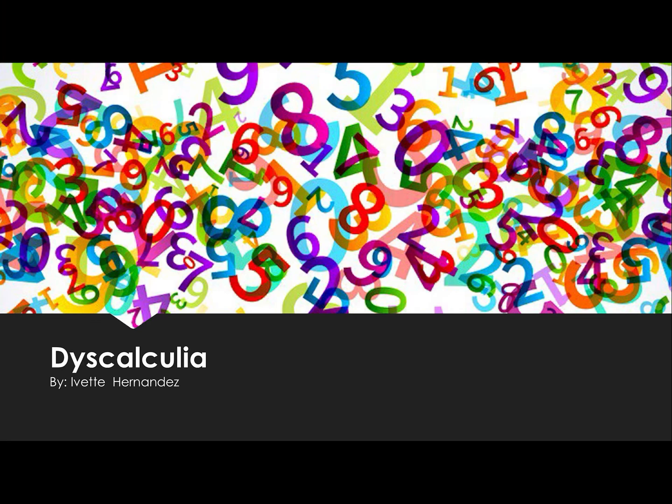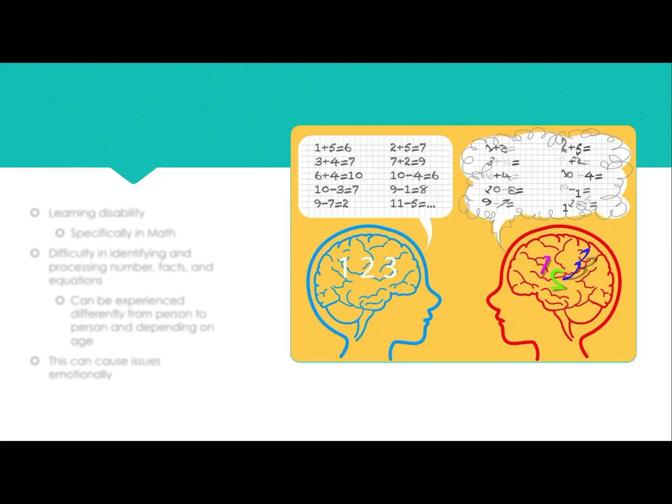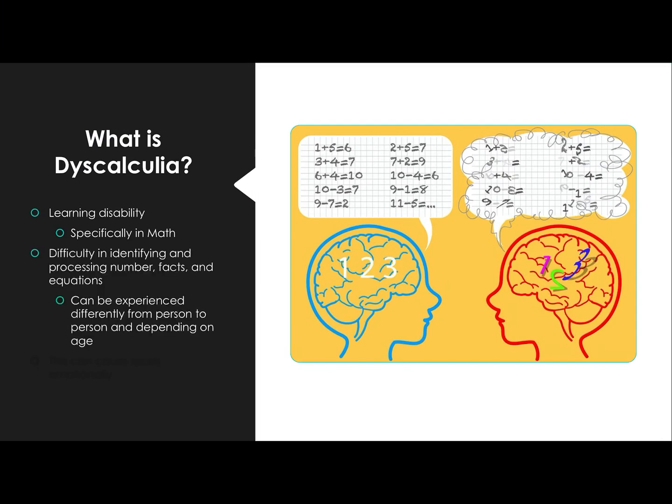My presentation is on dyscalculia. What is dyscalculia? It is a type of learning disability that is mainly in the area of mathematics and is also referred to as mathematics learning disability. This learning disability causes difficulties such as identifying and processing numbers, remembering math facts, and figuring out equations.